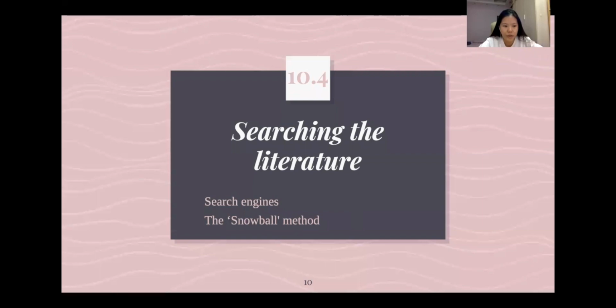And for the next part, we will move on to approaches to search for literature. To save you a lot of time and work, try looking at review articles, textbooks, and handbooks, where you can find many relevant references for the topic you are talking about. Two systematic ways for literature searching are search engines and the snowball method.